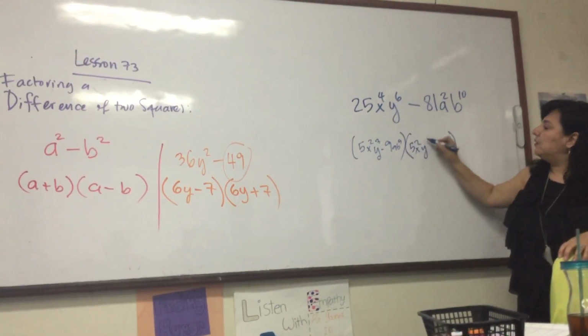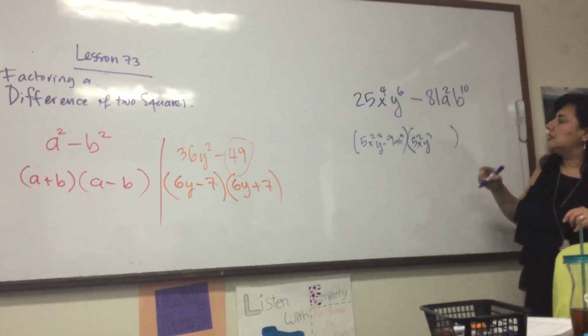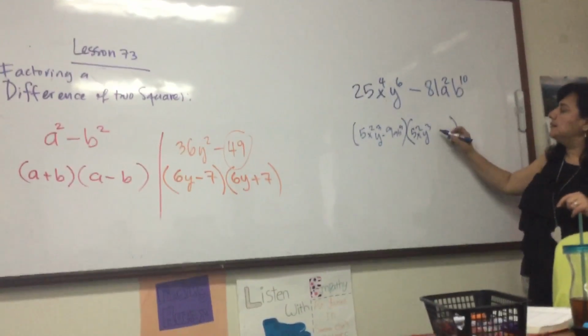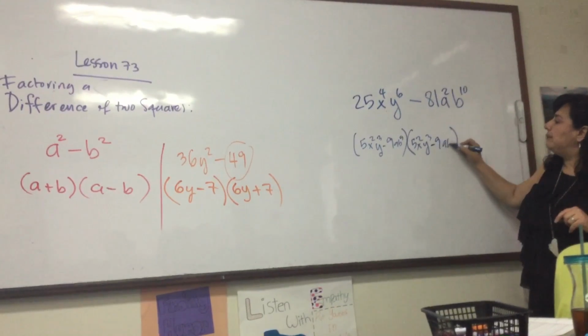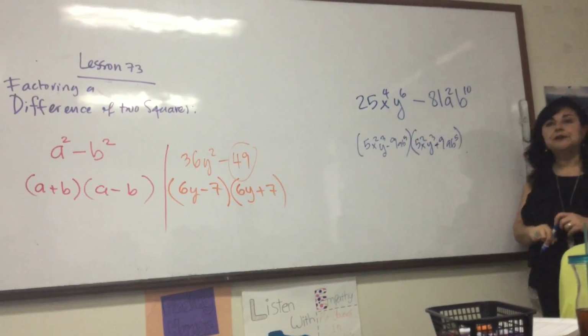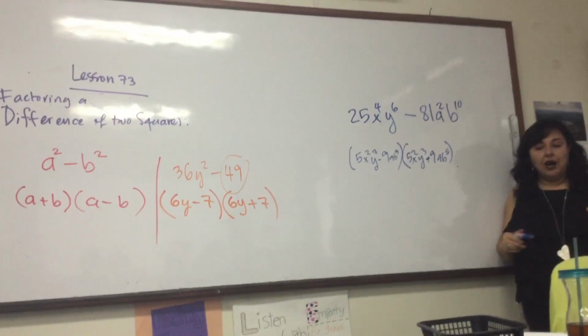5x squared y to the 3, because this times 2 gives you this. You're raising it and squaring it, right? Minus 9a plus 9. The 5, it's the same thing. Plus. Okay? Are we good on that?